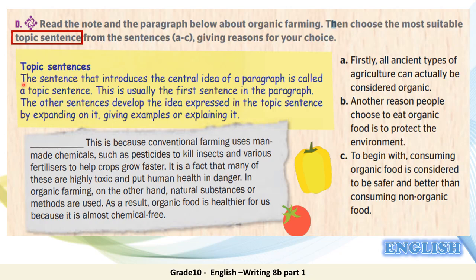The sentence that introduces the central idea of a paragraph is called a topic sentence. This is usually the first sentence in the paragraph. The other sentences develop the idea expressed in the topic sentence by expanding on it or giving examples or explaining it. So, topic sentence means that it is the central idea and usually it comes as the first sentence in the paragraph. Now pause, read the paragraph, and make a choice.